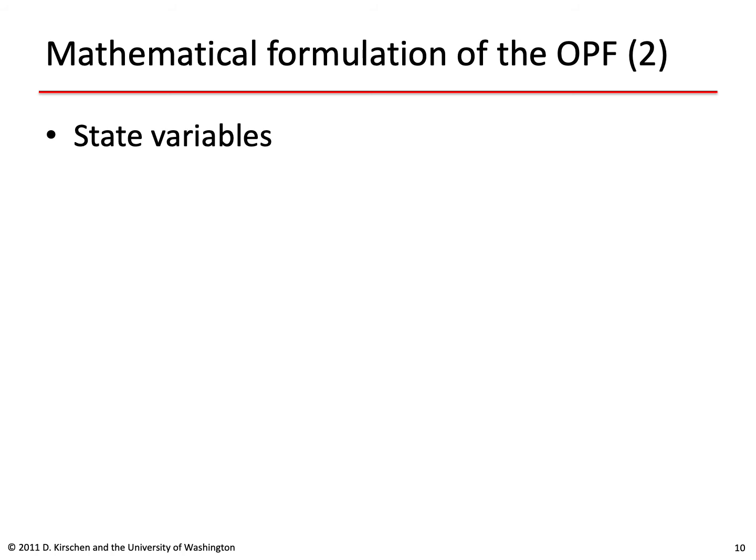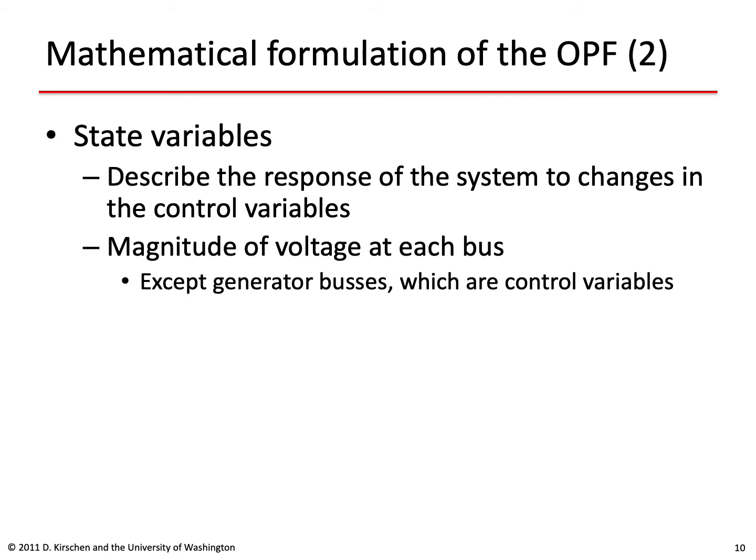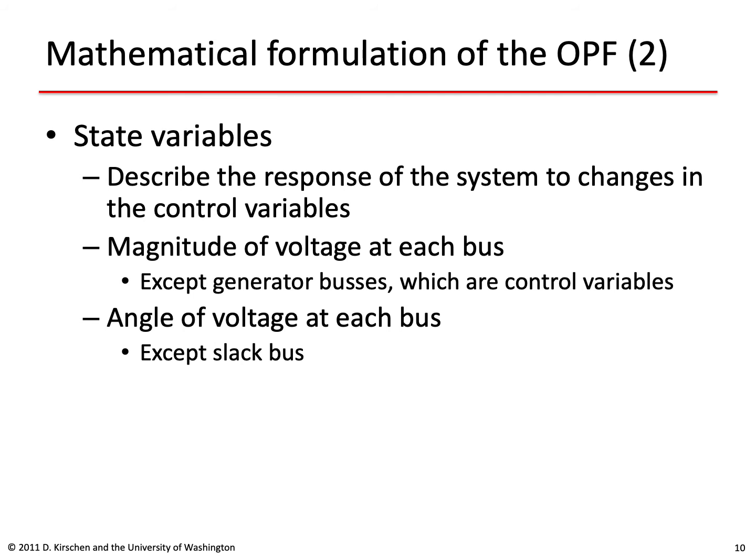Our optimization problem also has state variables. State variables describe the response of the system to changes in the control variables. In this case, state variables are the magnitude of the voltage at each bus, except at the generator buses where it is controlled, and the angle of the voltage at each bus, except at the slack bus, where by definition it is taken as a reference equal to 0. So, to keep things simple, we define a vector of state variables that we represent by x.